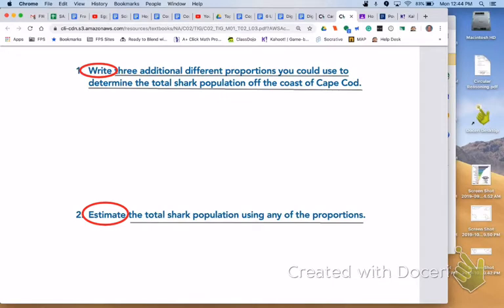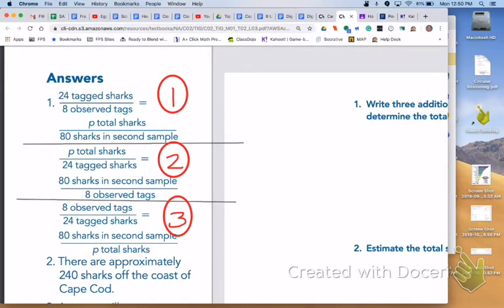Please turn to page 72 and answer number 1 and 2 with your group. For number 1, here are 3 different proportions that you could use to determine the total shark population off of the coast of Cape Cod. Please check over the 3 proportion examples with your group. And for number 2, using either of the proportions from number 1, there would be approximately 240 sharks off of the coast of Cape Cod.